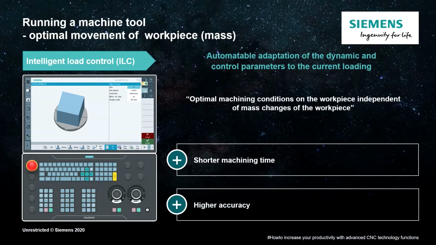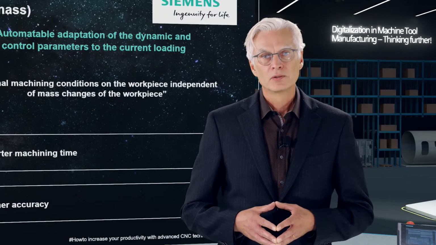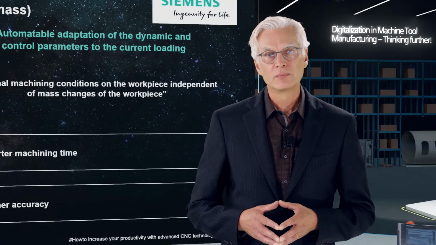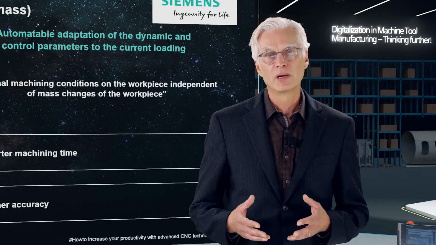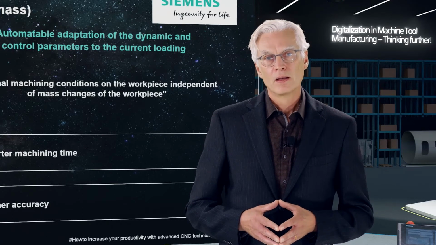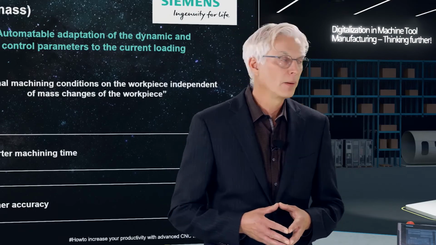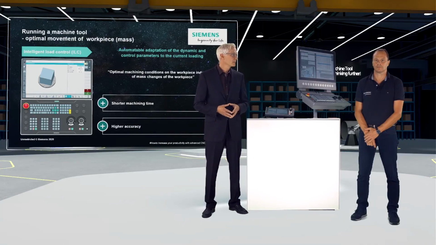This is exactly what the Numeric 1 technology function Intelligent Load Control, in short ILC, does. The ILC measures the initial mass of the workpiece and adapts the dynamic and the control parameters of the axis involved on the basis of predefined adaptation curves. This ensures you achieve shorter machining times with higher accuracy for workpieces below the maximum load. Wolfgang now shows an example of how to use the ILC.